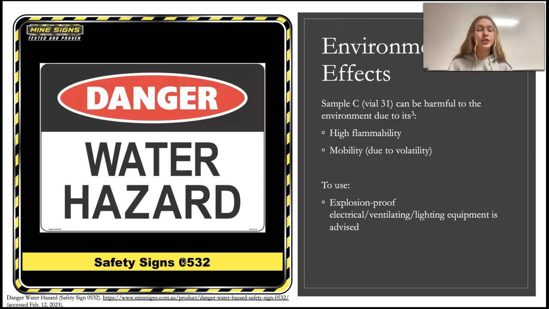Furthermore, according to the safety data sheet, sample C can be harmful to the environment due to its high flammability and its mobility due to volatility. That is, it's able to spread throughout the water very quickly and it's not able to be contained, which makes it more dangerous, because if we can't get control over it and it's able to spread more, it's going to cause more effects. And so in order to use it, explosion-proof electrical, ventilating, and lighting equipment is advised.